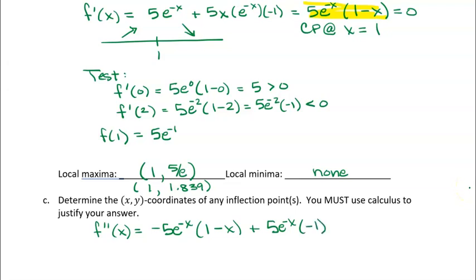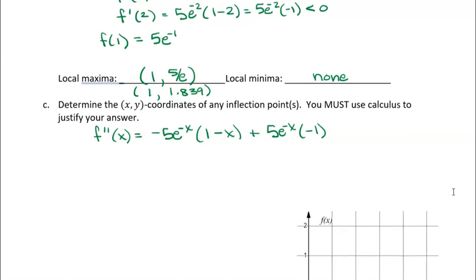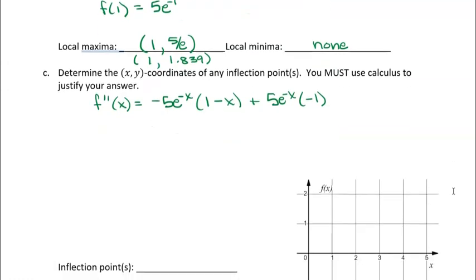Now that we have that, I'm going to clean it up a little bit, because to find the inflection points, I have to set this equal to 0. And so I think I want to factor it. So let's put it over here. Okay, so I see there's a 5. I see there's an e to the minus x in both terms, right?